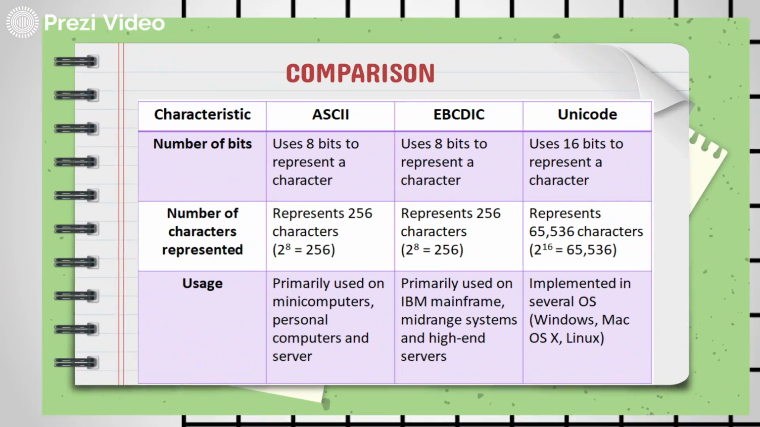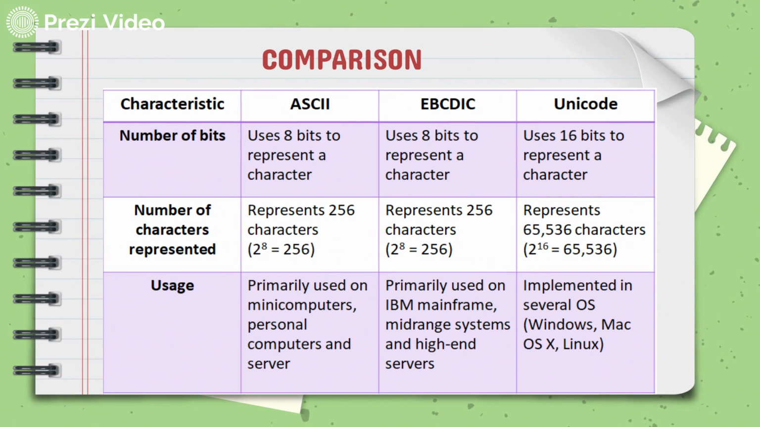Before we end our class, let's see a comparison table between ASCII, EBCDIC, and Unicode. It's a quick recap of what we have talked about so far. For the number of bits, ASCII uses 8 bits to represent a character, the same as EBCDIC, but Unicode uses 16 bits. For the number of characters represented, ASCII and EBCDIC can represent 256 characters, while Unicode can represent 65,536 characters.